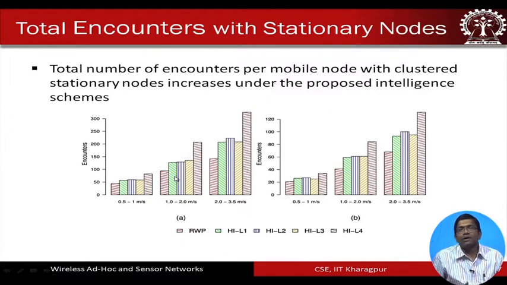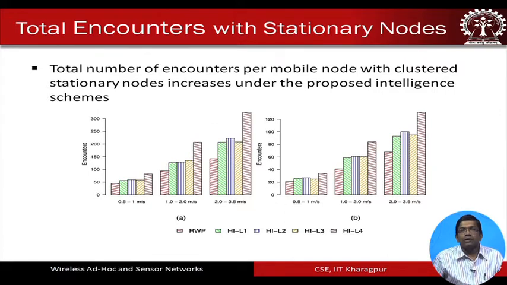So what does it mean? It means that the number of encounters is higher, so by adopting these intelligence-based schemes, the mobile nodes can come more frequently in contact with the stationary nodes compared to the basic random waypoint mobility model. In this particular paper, the authors did not consider the truncated Levy-Walk human mobility model.